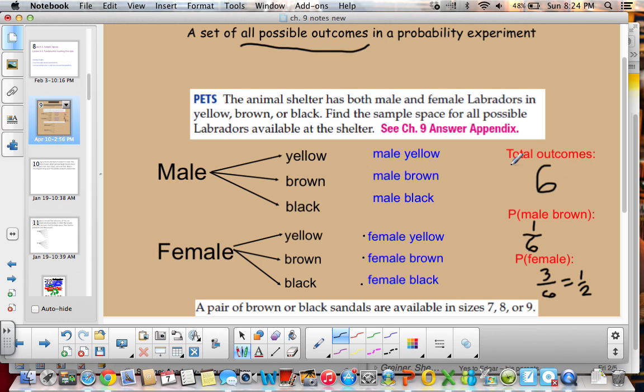So the total number of outcomes is how many options you can pick from. The probability then is whatever the option is that you're looking for, out of the total number.